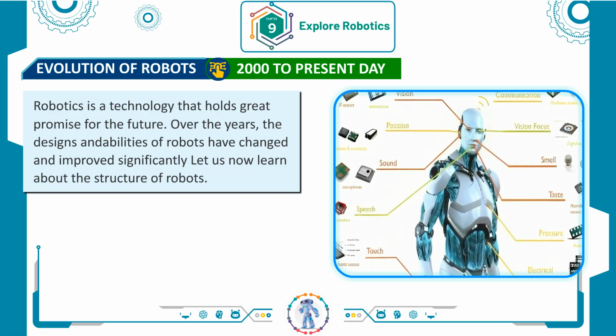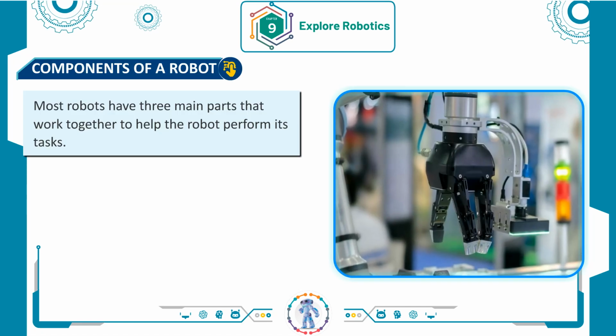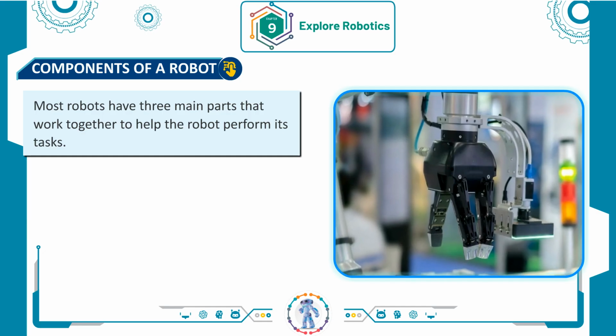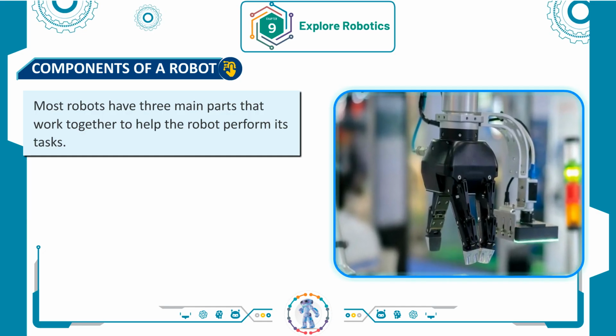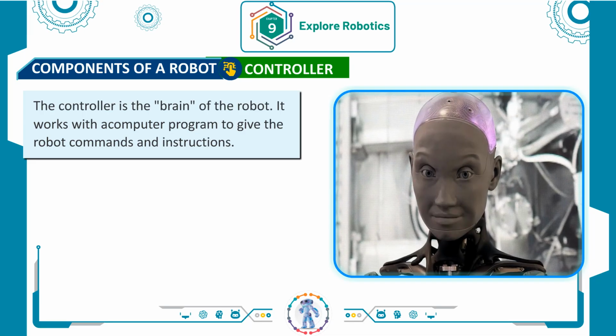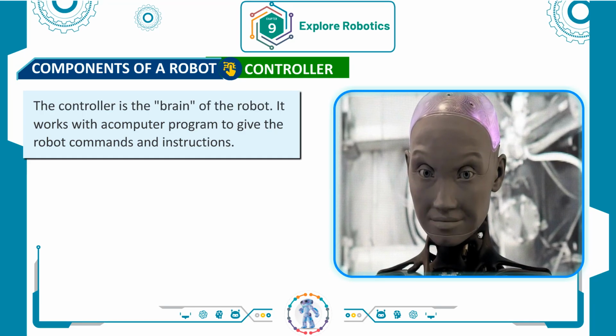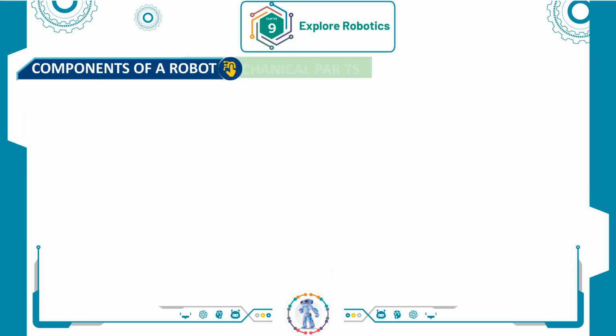Let us now learn about the structure of robots. Components of a robot. Most robots have 3 main parts that work together to help the robot perform its tasks. Controller. The controller is the brain of the robot. It works with a computer program to give the robot commands and instructions.